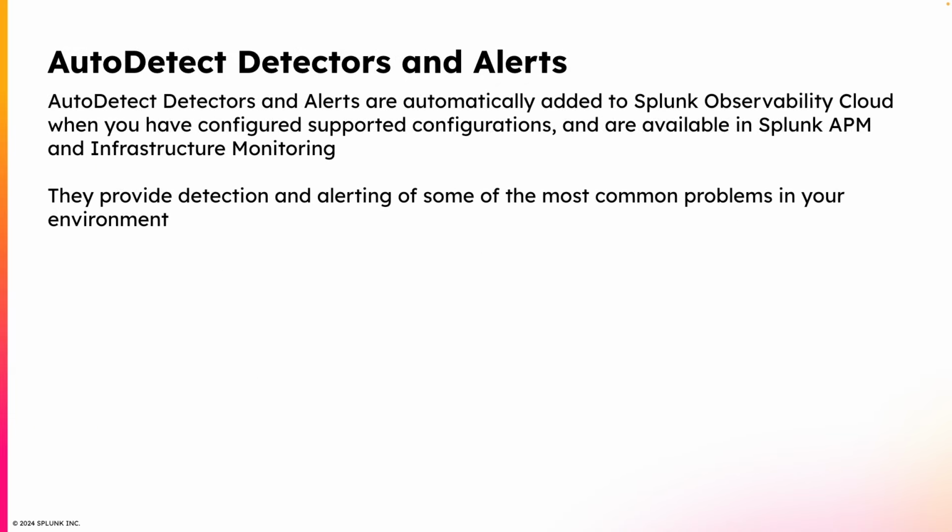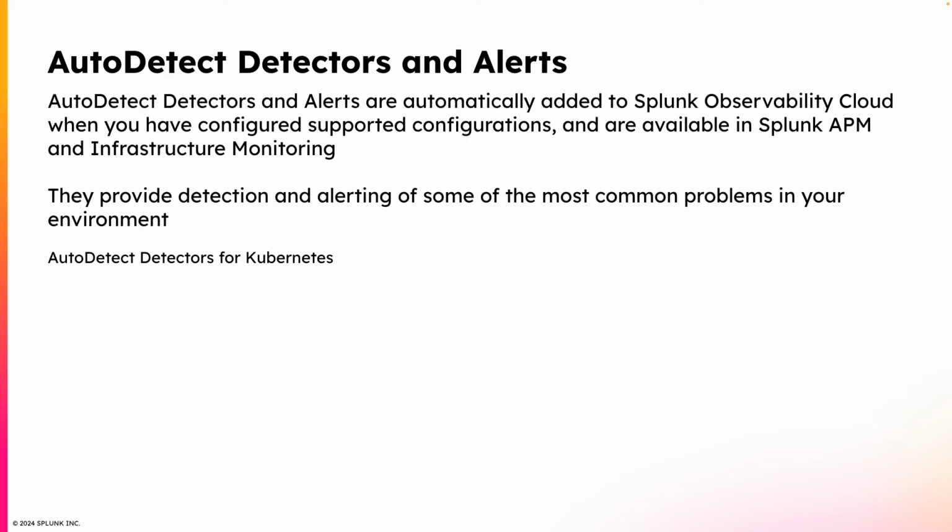Now let's talk about Autodetect detectors and alerts. Autodetect detectors and alerts are automatically added to Splunk Observability Cloud when you have configured the supported configurations, and they're available in Splunk APM and infrastructure monitoring. And they provide detection and alerting of some of the most common problems in your environment. Detectors are available for more than just Kubernetes environments, but today we're only going to focus on the Kubernetes-specific detectors.